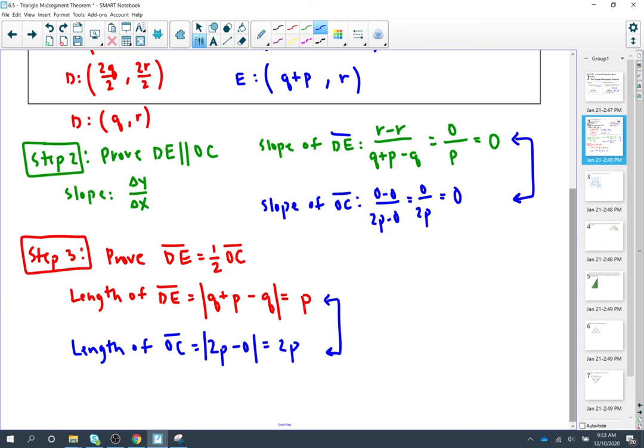So that's our proof. You have proved that the midsegment is parallel to the third side, and you have also proved that it is half the distance.